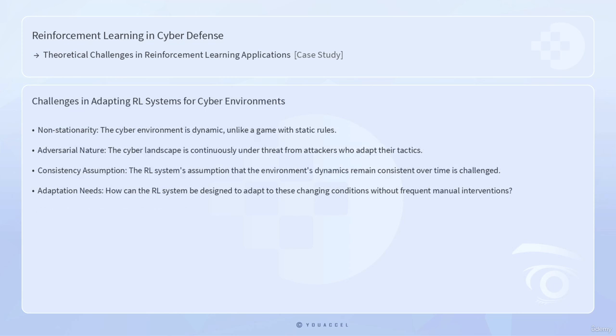The first challenge Alex faced was the non-stationarity of the cyber environment. Unlike a game with static rules, the cyber landscape is dynamic and adversarial. CyberShield's network was continuously under threat from attackers who adapted their tactics, challenging the RL system's assumption that the environment's dynamics remain consistent over time. How can the RL system be designed to adapt to these changing conditions without frequent manual interventions?